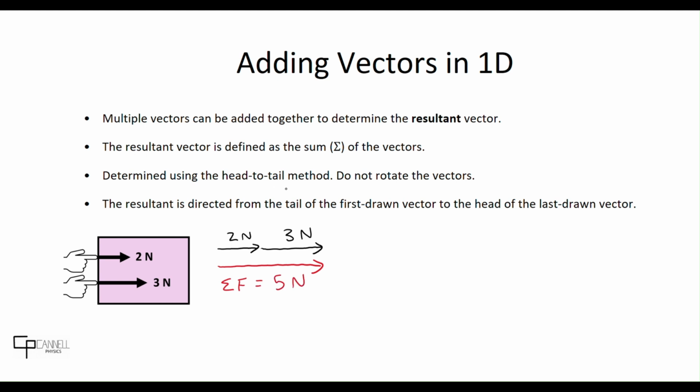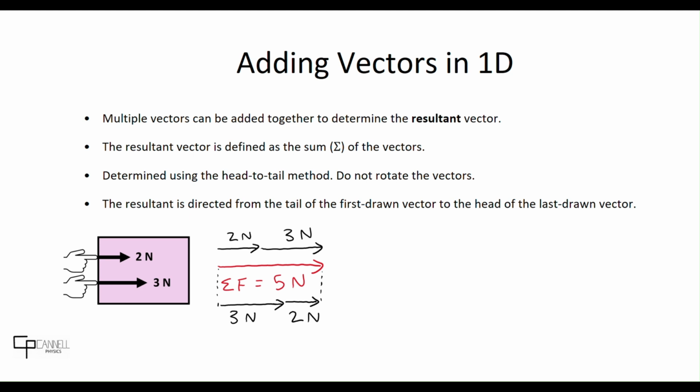And what's great about the head-to-tail method is that the order in which you add the vectors head to tail doesn't matter. What I mean by this is that I could switch the 3 and the 2 Newton vectors around and I'll still get the same answer. So you can see that the magnitude of the resultant vector will not be affected.